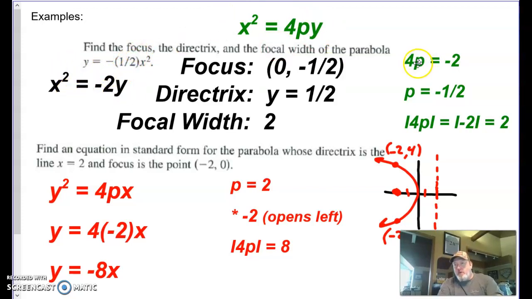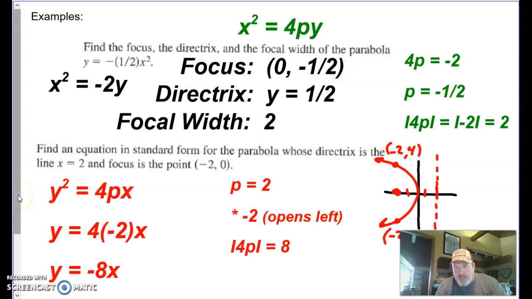So we know that 4p equals -2, and p is -1/2. My focus, since this is x squared, is going to be 0, -1/2. The directrix is going to be the opposite of that, so y equals 1/2. And my focal width is 4 times that. We're going to take the absolute value, which is 2. Because this is negative, this parabola would actually open down from 0, 0. Focus at -1/2. The directrix would be at +1/2, a horizontal line above it.